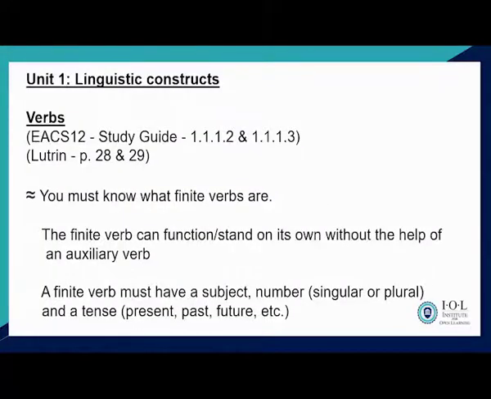Unit 1, Linguistic Constructs. Verbs. EACS Study Guide 1.1.2 and 1.1.3. The Lutheran, page 28 and 29. You must know what finite verbs are. The finite verb can function or stand on its own without the help of an auxiliary verb. A finite verb must have a subject, a number, which is singular and plural, and a tense, which is present, past, and future, etc.